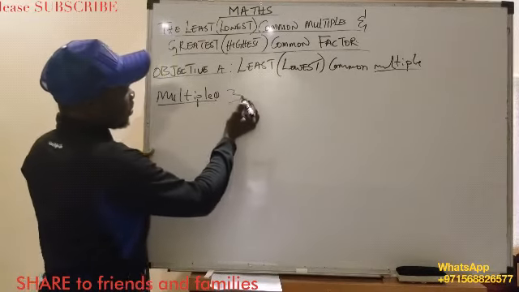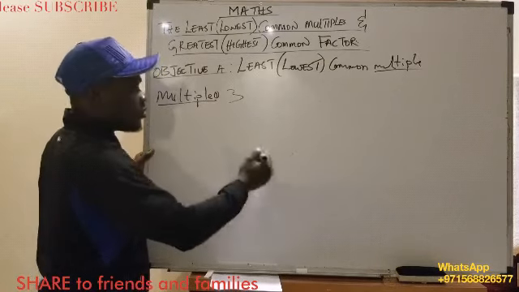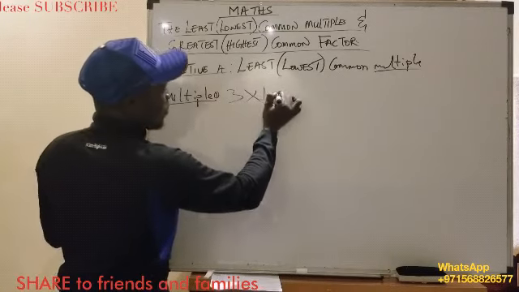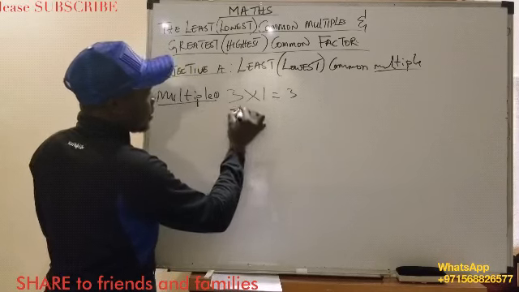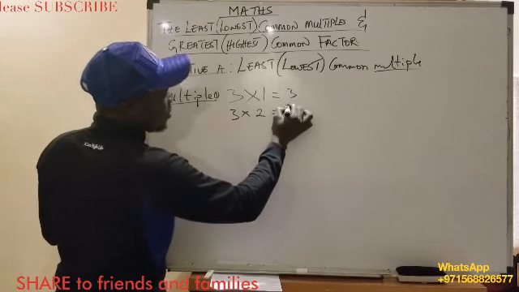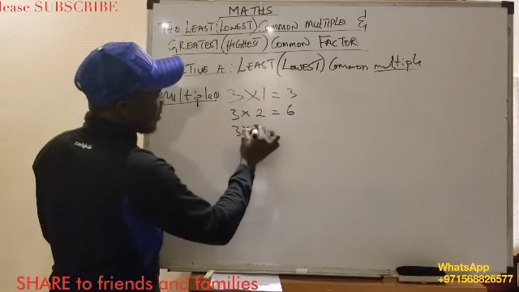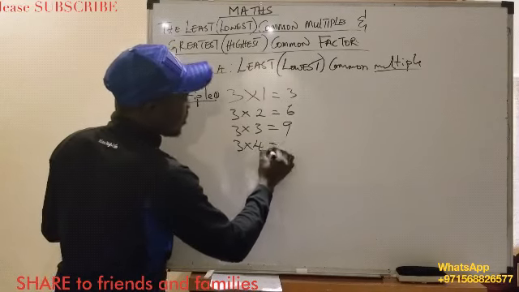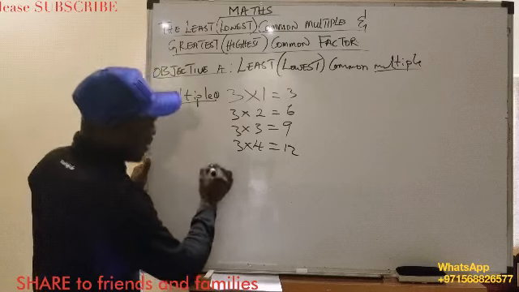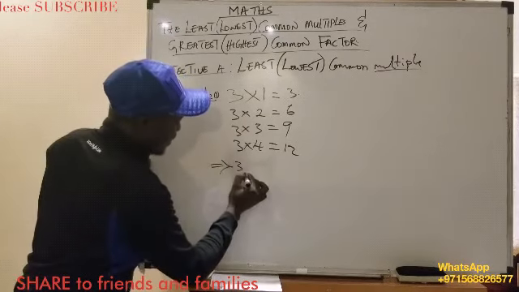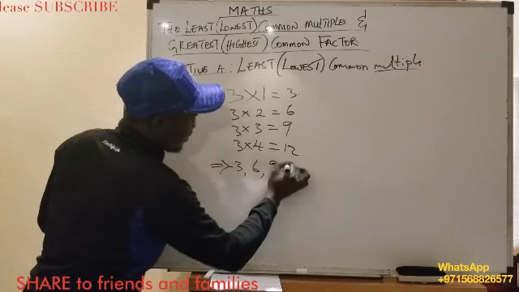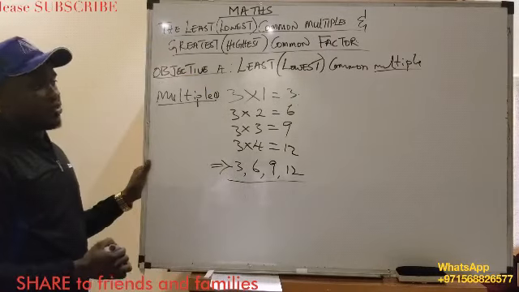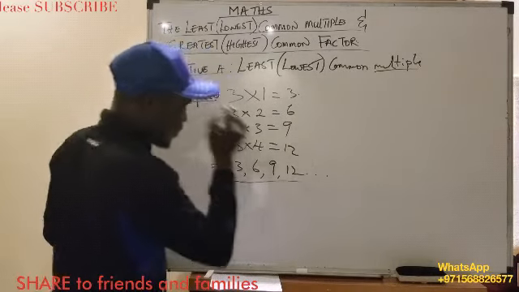Multiples of 3 are those numbers you get when you multiply 3 by another number. 3 multiplied by 1 is equal to 3. 3 multiplied by 2 will give you 6. 3 multiplied by 3 will give you 9. 3 multiplied by 4 will give you 12. Therefore, 3, 6, 9, 12, all these are multiples of 3, etc. till infinity.